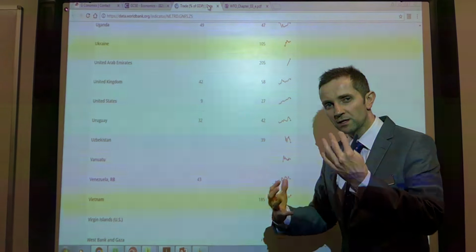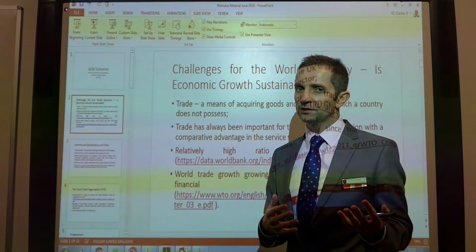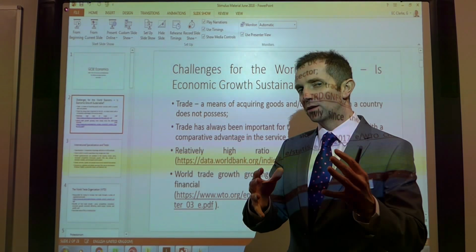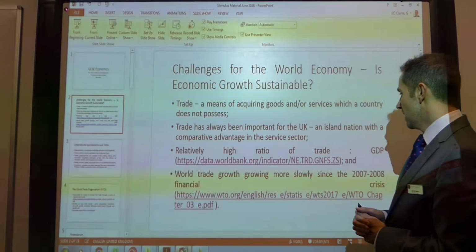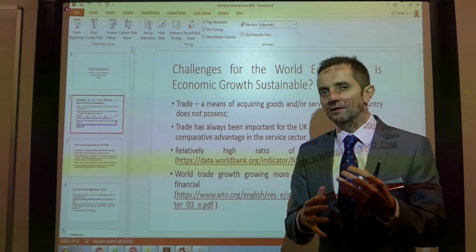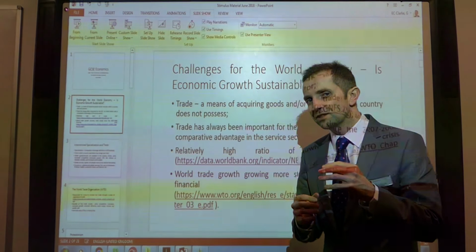And then the other thing to mention on this is, it mentions in your pre-release stimulus material about world trade growth growing more slowly since the 2007-2008 financial crisis. Now, we're talking 10 years ago, so you'll have been in primary school, most of you who are about to undertake this exam. But of course, that's known as the Great Recession, which is the most significant recession in post-war history. And if we look at the data behind this, we can see how world trade has actually declined.